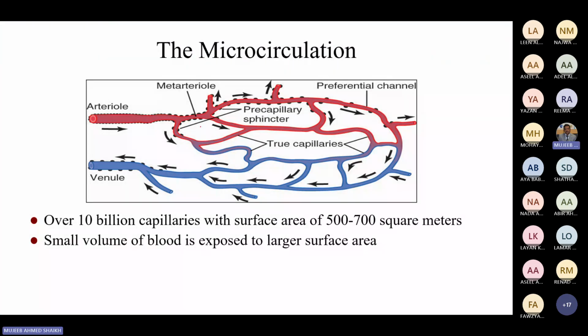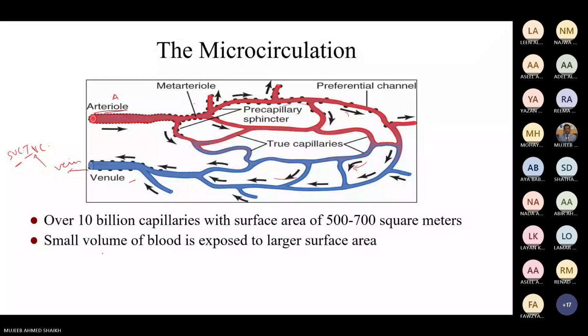This is the diagram to show you the microcirculation from arteriole. From the arteriole, it will become meta-arteriole, then capillaries of the arterial side, then the capillaries of the venous side, and then it will become venule, and then it will come out as vein, and it will go to the superior or inferior vena cava, IVC or SVC.